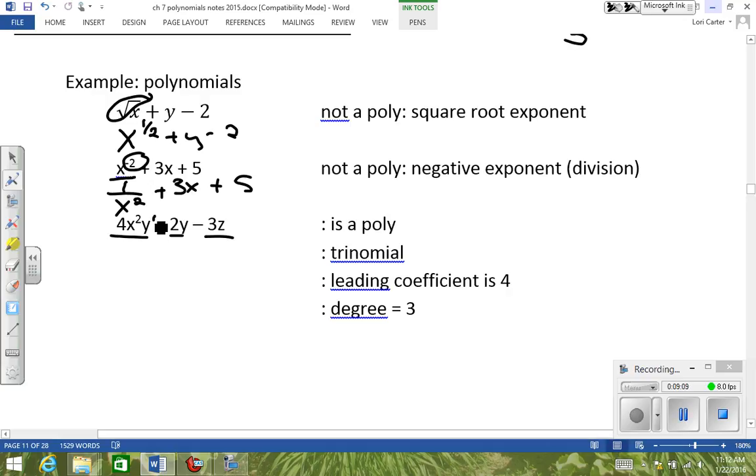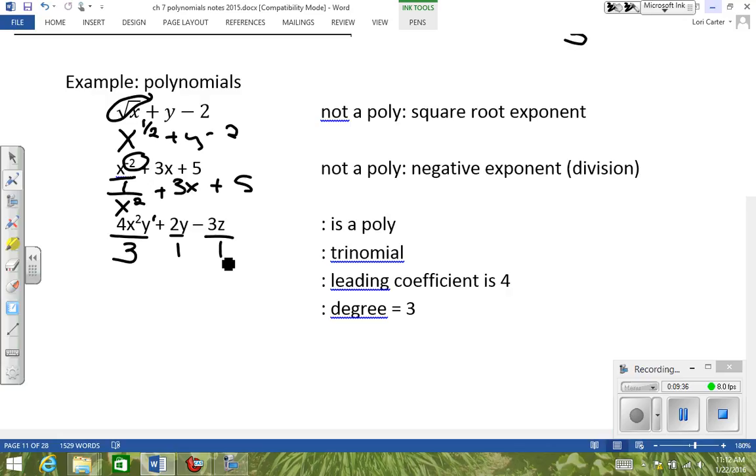The next one's degree is 1, and the last one is 1. The negative sign in front of it doesn't mean the exponent is negative. It's the coefficient that's negative, not the exponent.